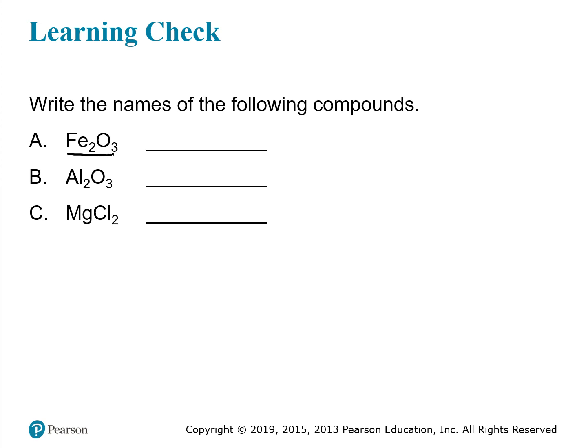We have a compound with iron. Iron is a transition metal. Whenever you're naming a compound, if it has a metal in it, you have to identify whether that metal is a transition metal or not, because with transition metals, you have to designate the charge using a Roman numeral. And we have to figure out that charge.